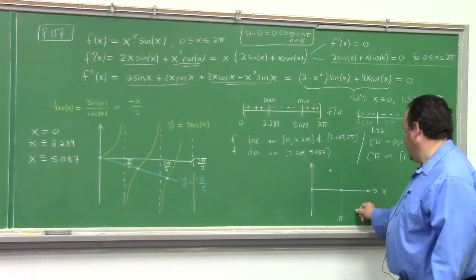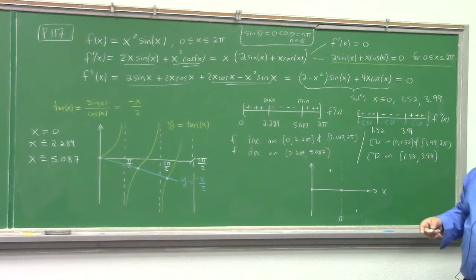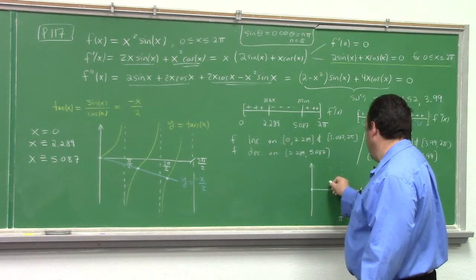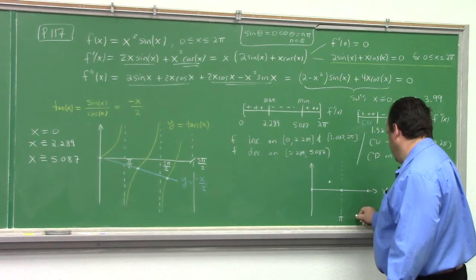Actually, if you look at the actual graph, since it's proportional to x squared, my picture probably should be more like this: this one's pretty small, relatively speaking. And this one is much, much bigger because x is bigger.